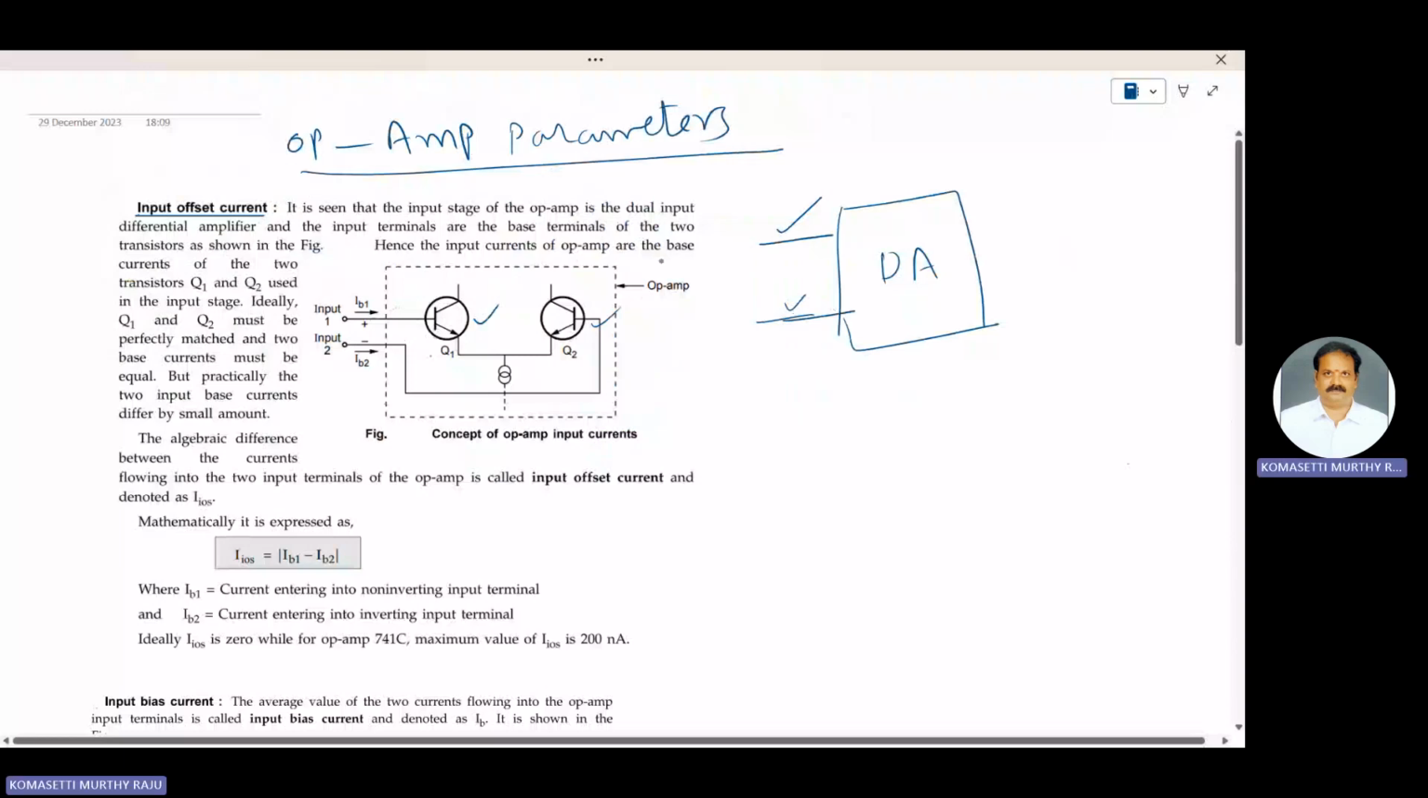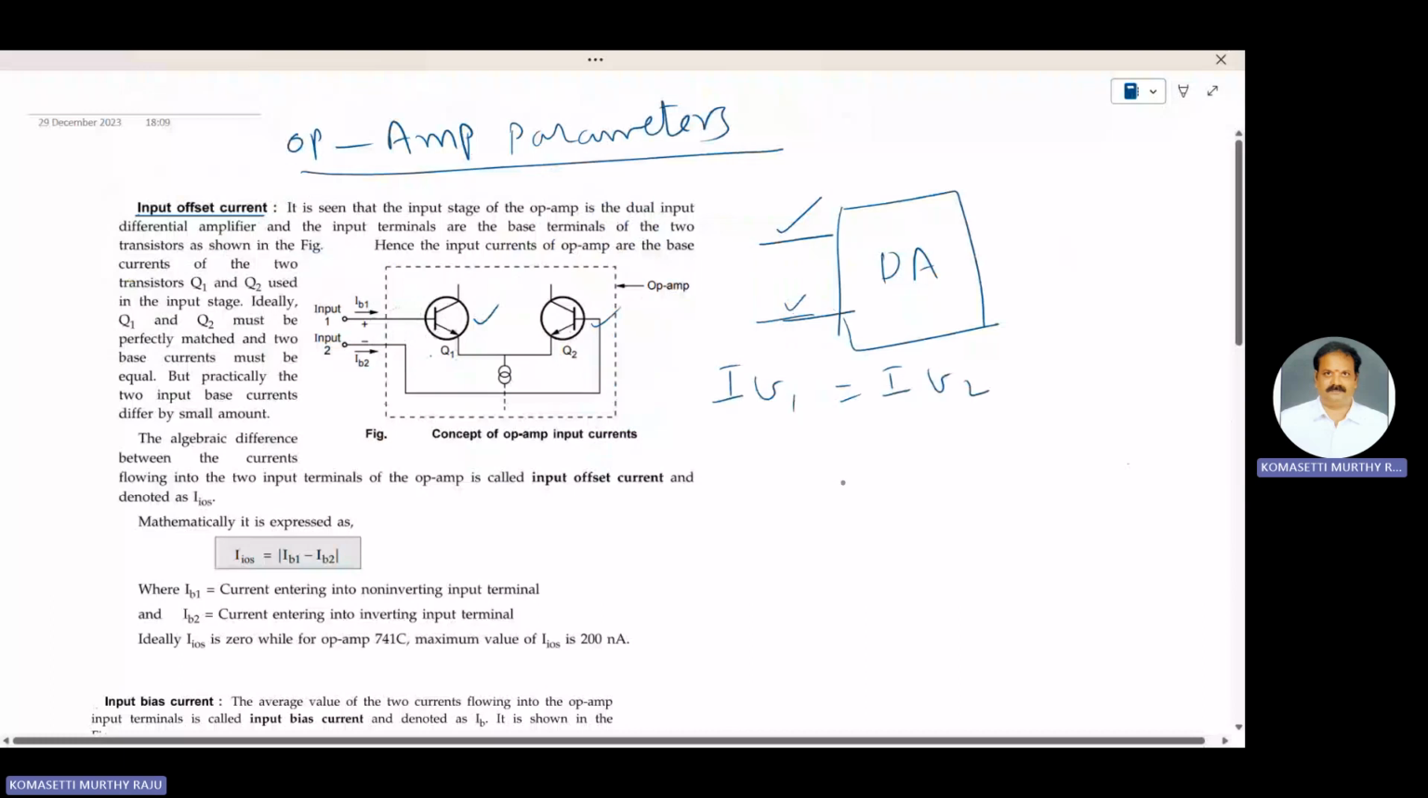The input currents of the op-amp are the base currents of the two transistors Q1 and Q2 used in the input stage of the operational amplifier. Q1 and Q2 are perfectly matched. Therefore, the base currents are equal. IB1 is equal to IB2 ideally.